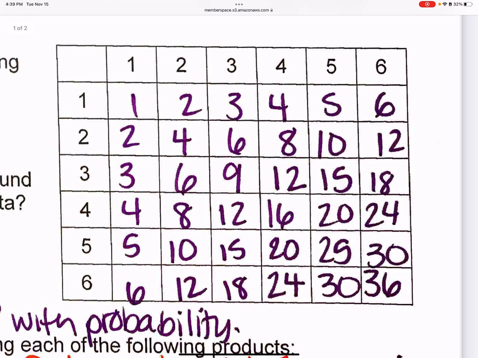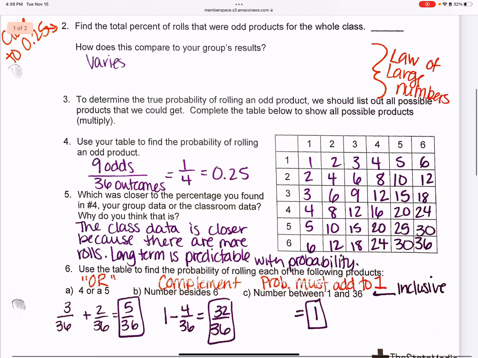This chart is just all the products, 1 times 1, 2 times 2, et cetera. And this is what helps us figure out how many times odds win.